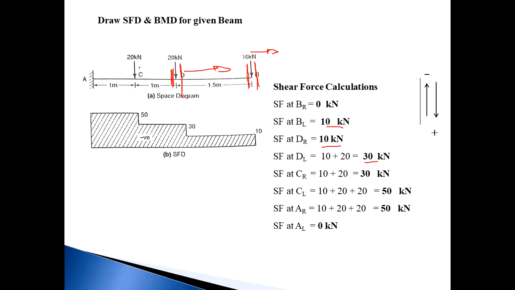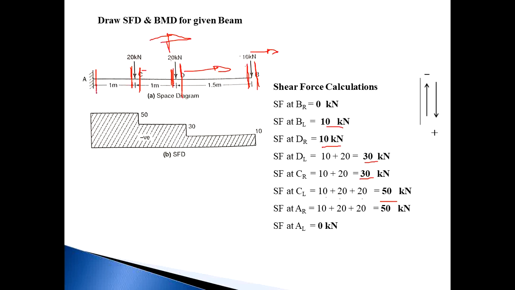Similarly, move towards point C and mark a section just right of C and consider the right side of this section. The number of forces on the right side is 2, that is 20 and 10, same as DL. So the shear force at CR is unchanged, that is 30 kilonewton. Then mark a section on the left side of C and consider the right side of the section. Whatever section you mark, right or left, always consider the right side. So the number of forces now is 3, that is 10, 20, 20, so 10 plus 20 plus 20 is equal to 50 kilonewton.